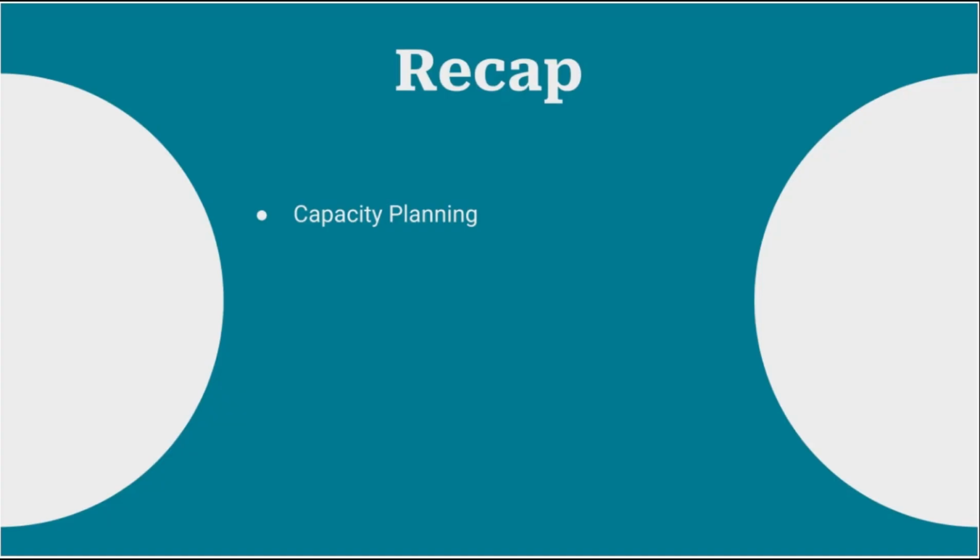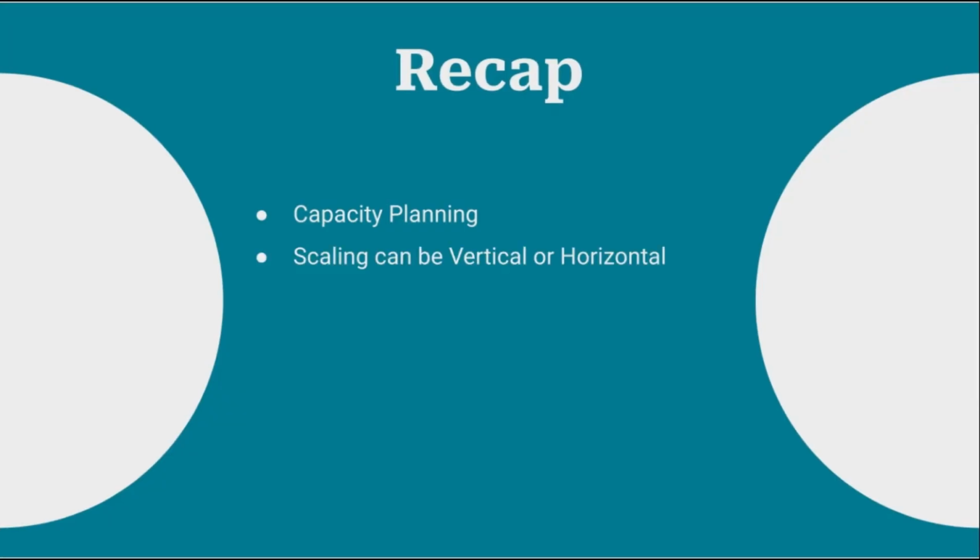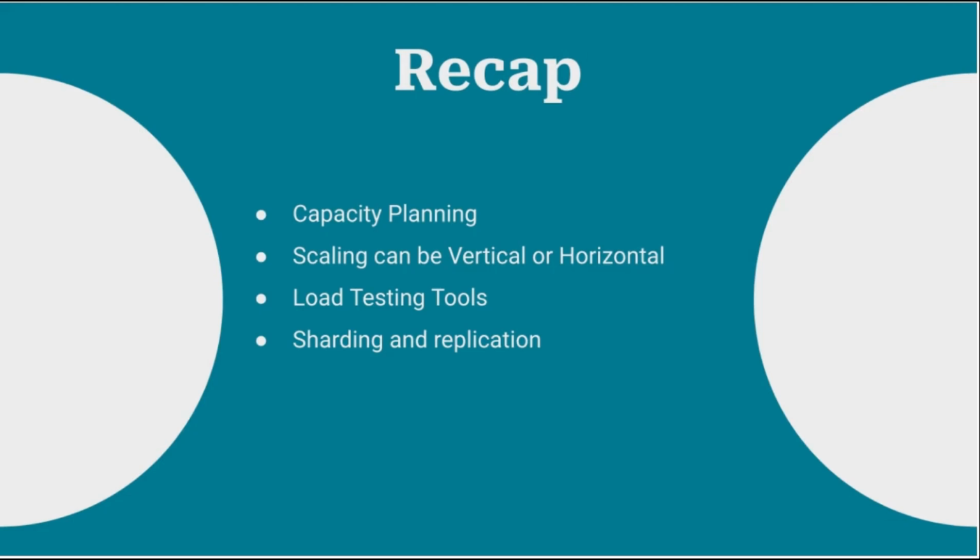Let's wrap up with what we learned in this lesson. Capacity planning helps you predict and prepare for future demand. Scaling can be vertical or horizontal, and SREs often favor horizontal for flexibility. Load testing tools like Locust and K6 simulate real user traffic to find performance issues before they happen. Sharding and replication improve database speed, reliability, and scalability.